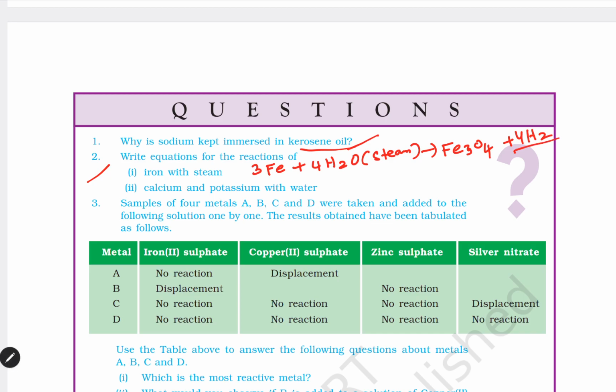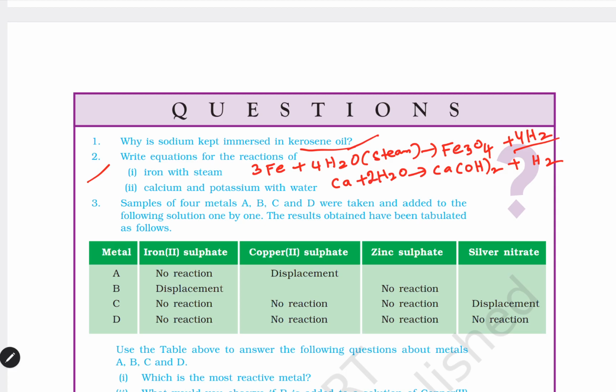hydrogen gas. Second one, calcium and potassium with water. So calcium reacts slowly with cold water, producing calcium hydroxide and hydrogen gas. Is it not? So how to write the equation? Calcium reacting with water, H2O, to get calcium hydroxide with hydrogen gas. So you can balance the equation like this. You can check it is balanced.